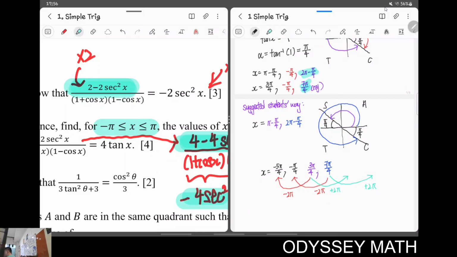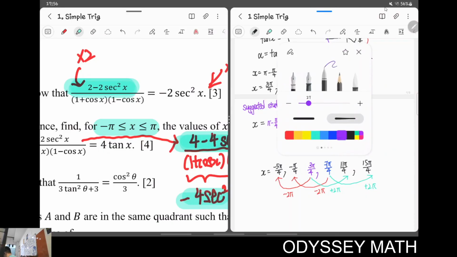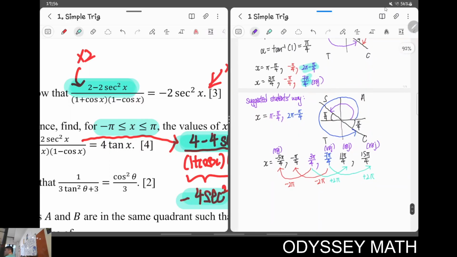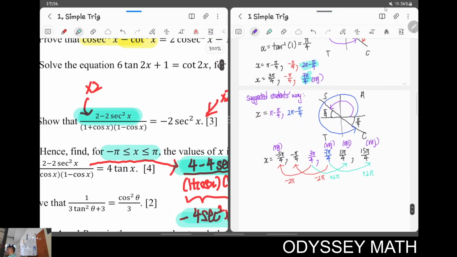Now we loop in front. 3 pi over 4 plus 2 pi would be, please let me know if my arithmetic is wrong, 11 pi over 4. And then this would be 15 pi over 4. Did I get it correct? Yes, I get it correct. And you will realize that I'm going to write the rejection in purple. I will reject this, this, this, and this, precisely because these rejected values fall out of the range from minus pi to pi.